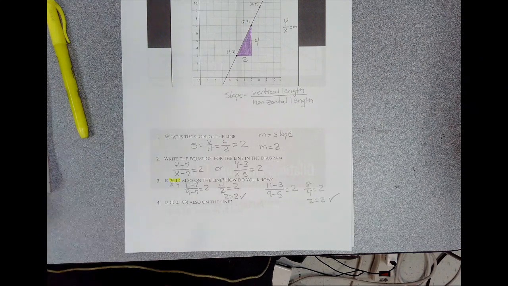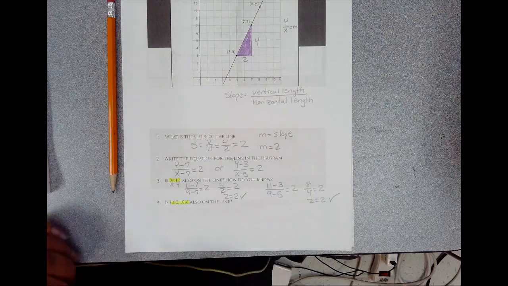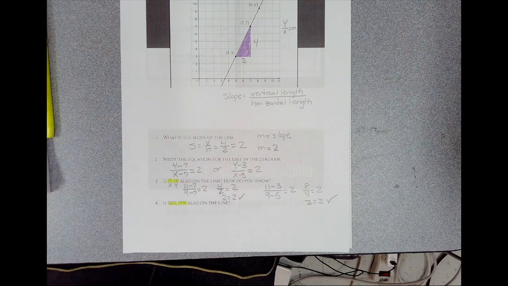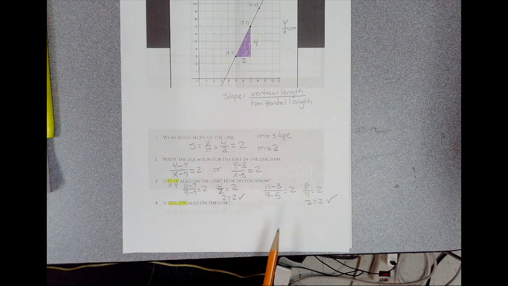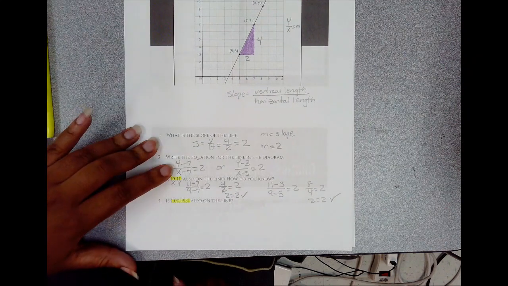So now my next question is asking me, well, how about the point (100, 193)? Is that also on the line? Well, just like I did for question 1, I'm going to do the exact same thing and plug those points into either one of the equations. And again, seeing how it works regardless which equation I use, we don't really have to go through and check with both. We're just going to pick one. So I'm going to go with our first equation here.